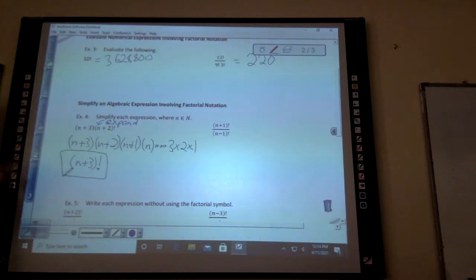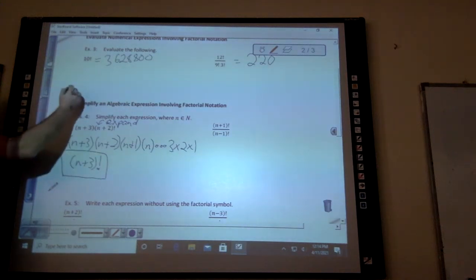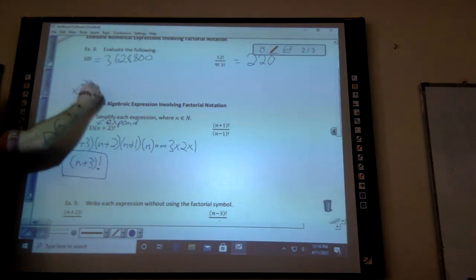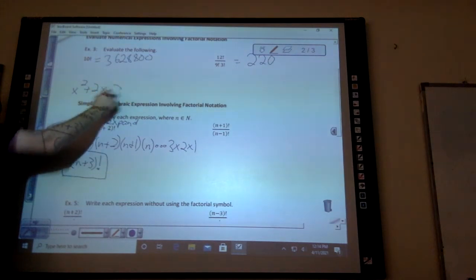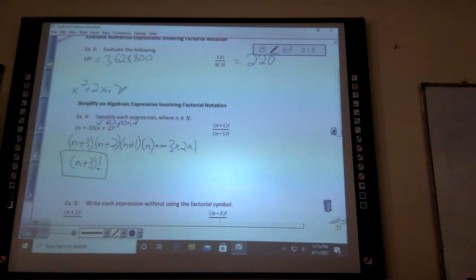So this you cannot type in the calculator. This is just a variable. So the same way you cannot put something like this. You can't put that in the calculator because you're not solving for it. It's just an equation.